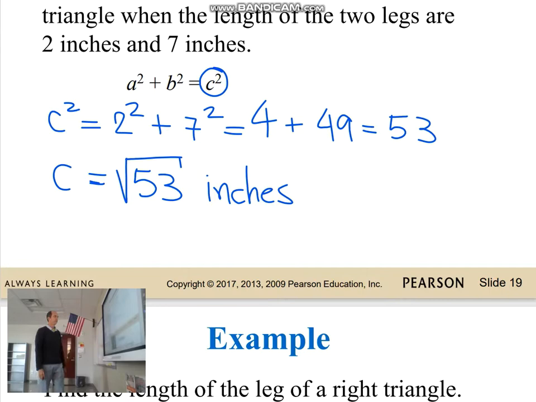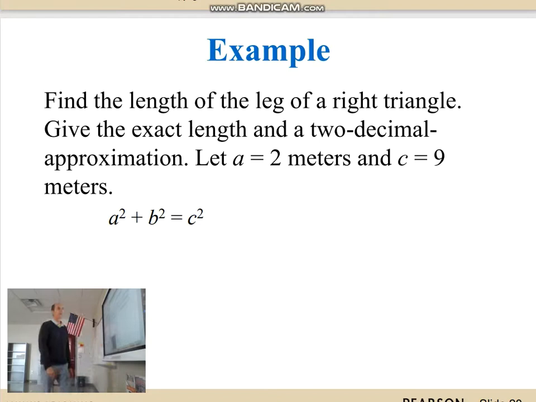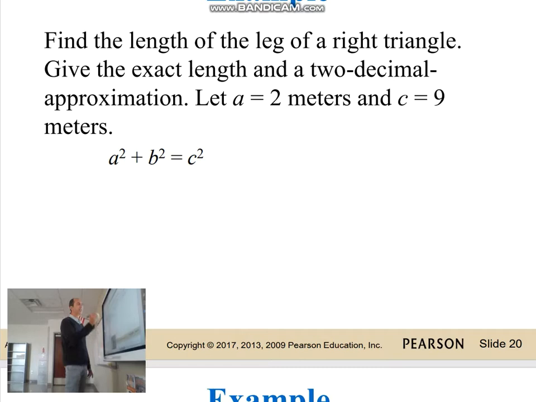Another example, find the length of the leg of a right triangle, give the exact length and a two decimal approximation. Let A equal 2 meters, and C equal 9 meters. So C is 9 meters, that means 9 squared equals what? A equals 2 meters, 2 squared plus, and we don't know B, we want to find B, B squared.